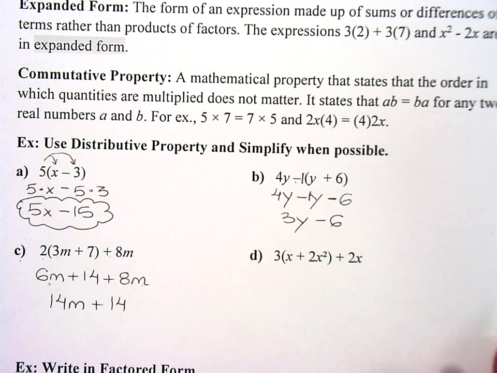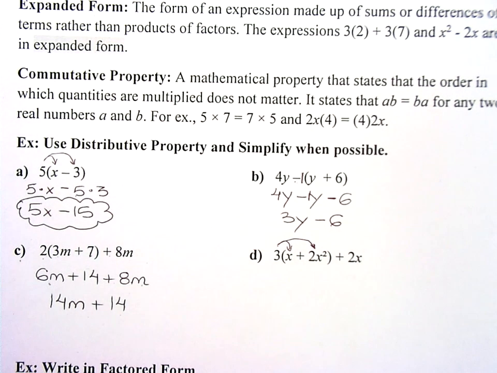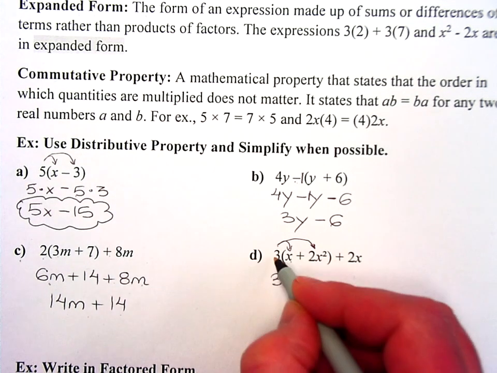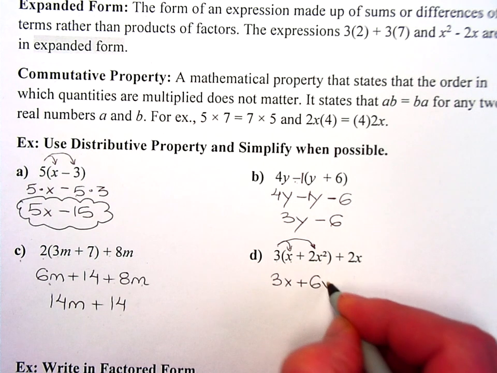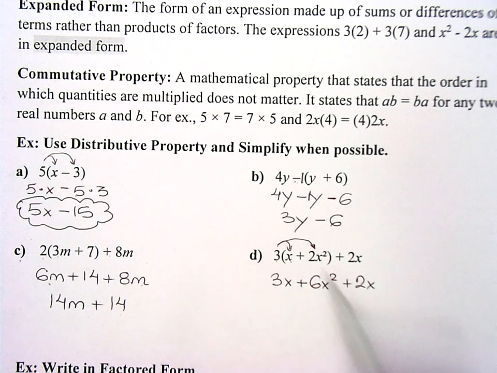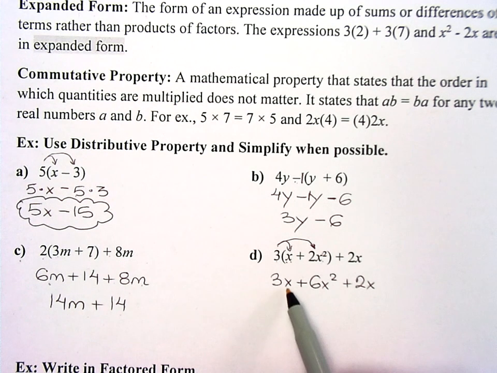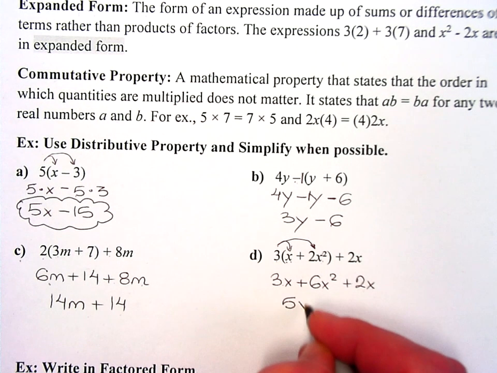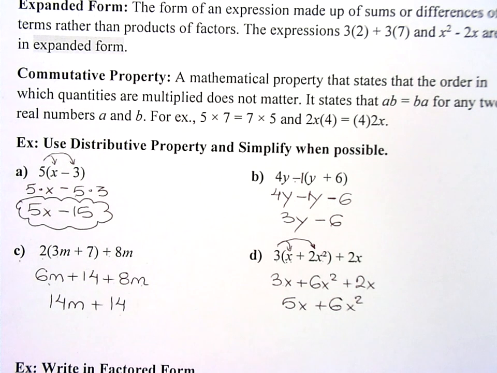The last example, I need to distribute 3 to both members of the parentheses. So I have 3 times x is 3x, and 3 times 2x squared, it's all positive, so that should be 6x squared. And then I copy plus 2x. Notice these two are not like terms because this one has squared, and in this case I can combine these two, they are like terms. 3x plus 2x will give me 5x, and then just copy plus 6x squared.